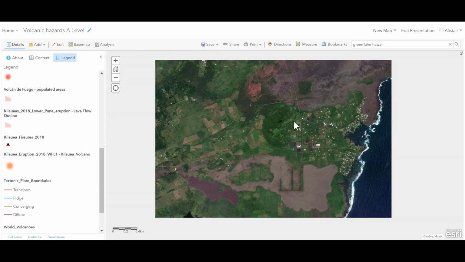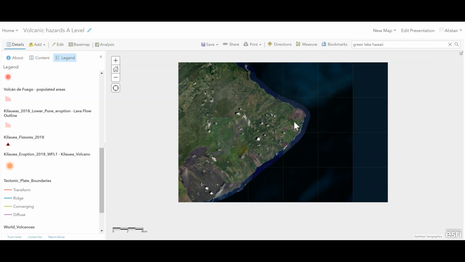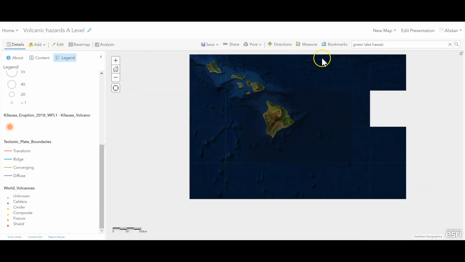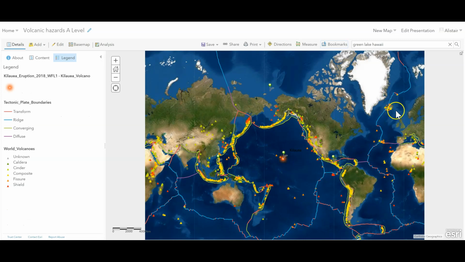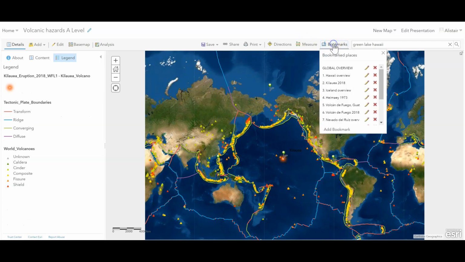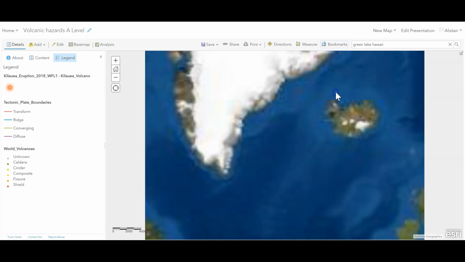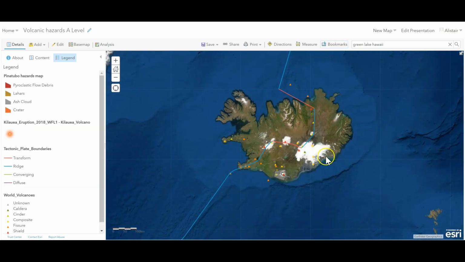Okay, so that was our first example of a lava flow. That's Kilauea in Hawaii. Let's zoom back out again. Let's go to the global overview. And the next place we're going to go to is Iceland. Iceland here is a good place for us to go and visit whenever it comes to volcanic activity.